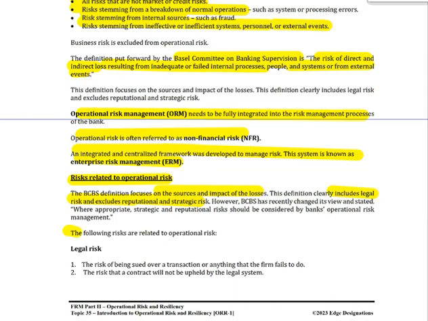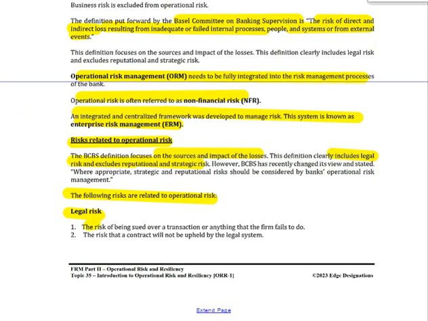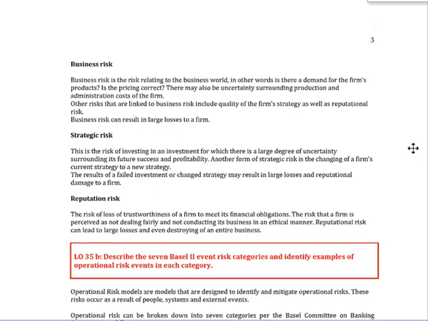The following risks are related to op risk. We've got legal risk. What is legal risk? The risk of being sued over a transaction or anything that the firm fails to do. The risk that a contract will not be upheld in a court of law. Top of page 3, business risk. We know what that is. That's the risk relating to the business itself.